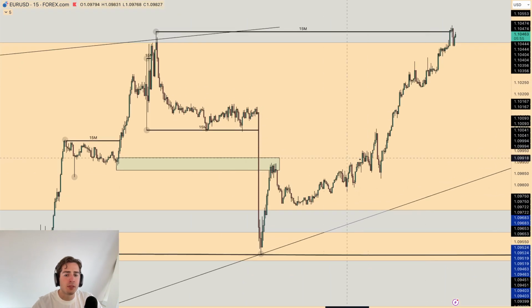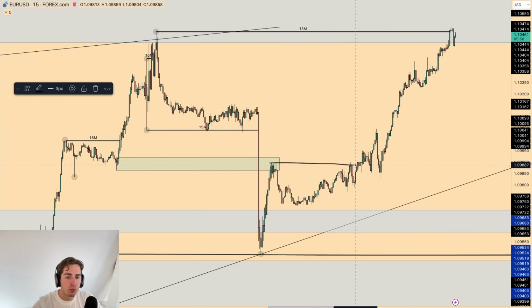But what are we seeing here on the 15-minute time frame? So on the 15-minute time frame, I mentioned last Friday that as we break this high, we can just continue longing with the overall trend.